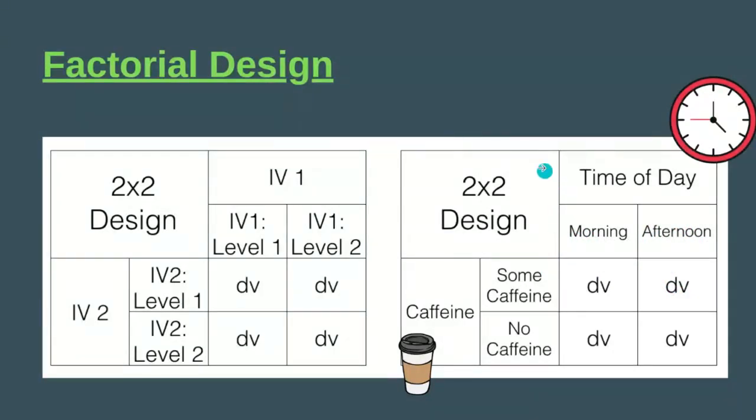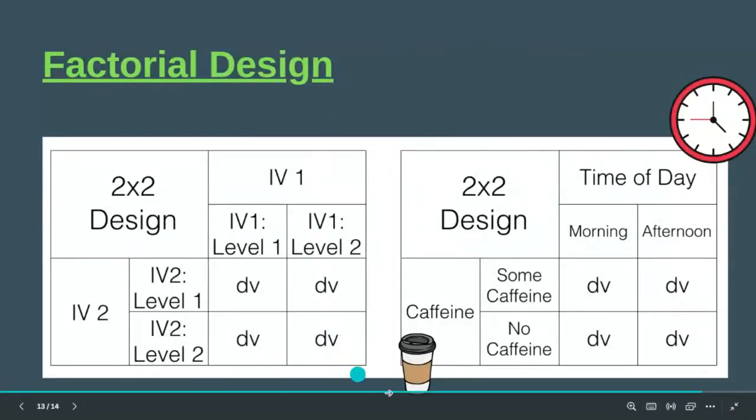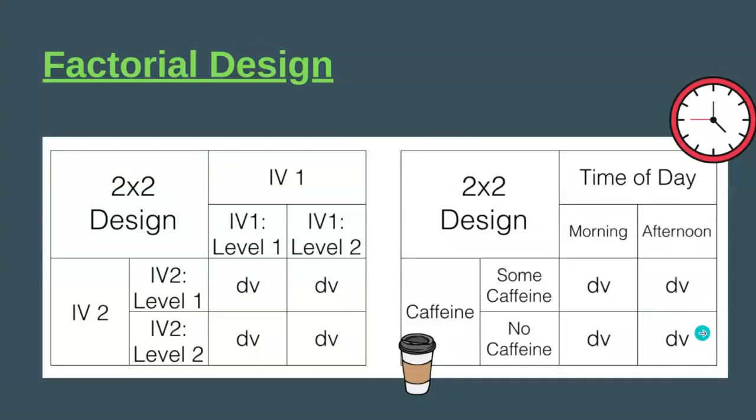So when you have two independent variables, you're trying to combine these things that you're wanting to look at. For this example, what they're trying to figure out is whether someone's performance, or say mood, is affected when it's either morning and they've had some caffeine, or it's afternoon and they've had some caffeine.